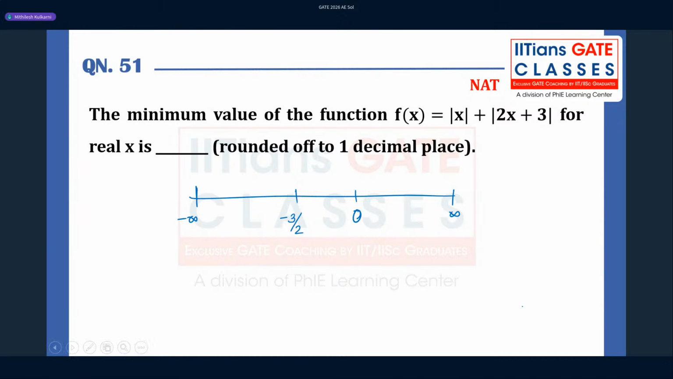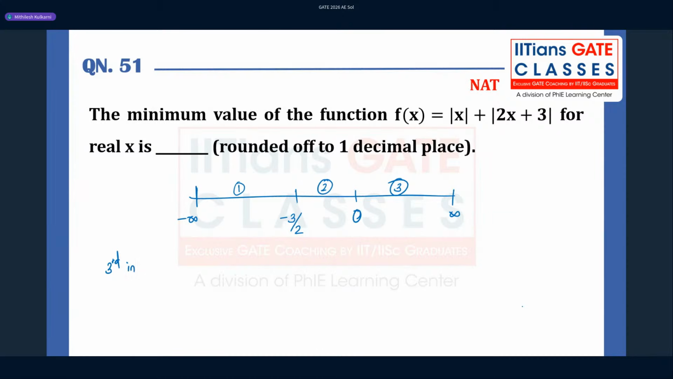Okay, when x is equal to minus 3 by 2, that is the point where the function value changes. Okay, so we got now 3 intervals. This is my first interval, second interval, and third interval. In all these three intervals, we have to check what is the minimum value, and that will be our answer. Okay. Let's start with this third interval.